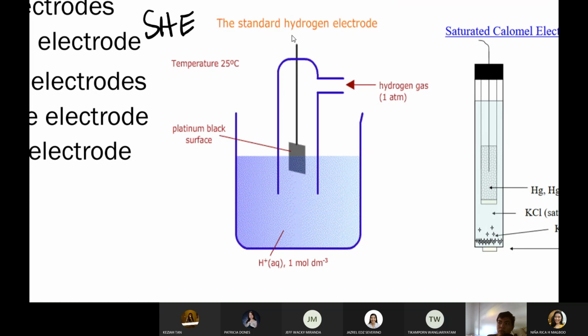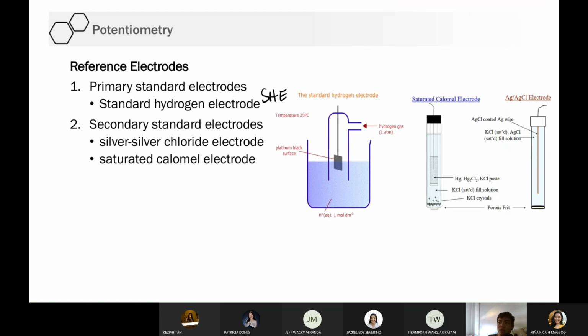Also, this can be connected with the anode. Okay, so I mean with the indicating electrode. This can be connected with the indicating electrode. You can connect this using a wire. Okay, so that's the primary standard electrode, the SHE or the standard hydrogen electrode.